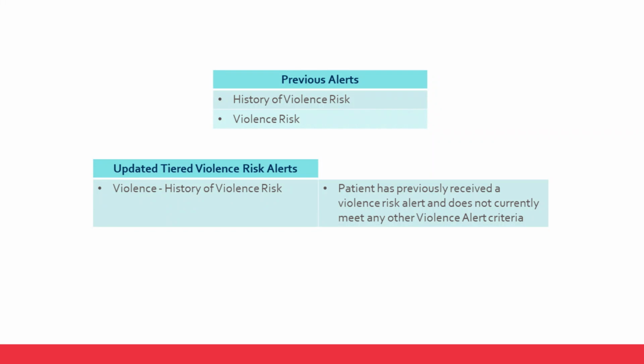Previously, there were only two types of violence alerts: history of violence risk and risk of violence. History of violence risk remains an alert for patients who had previously received a violence risk alert and don't currently meet any other violence risk alert criteria. New tiered violence alerts have been added.